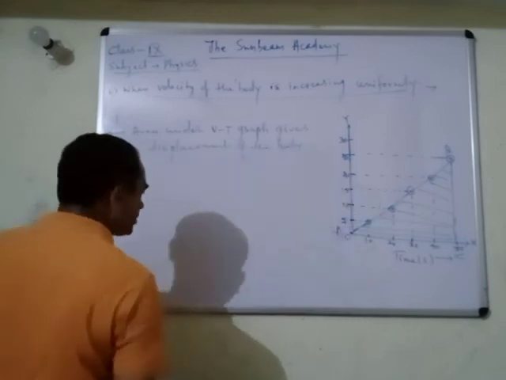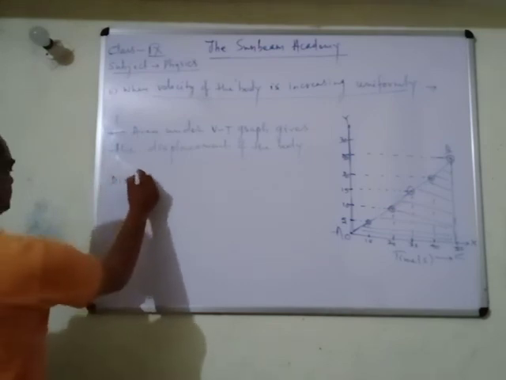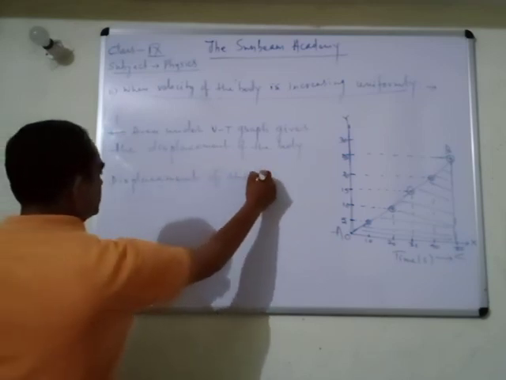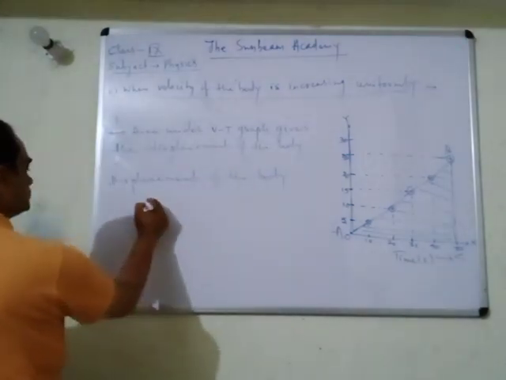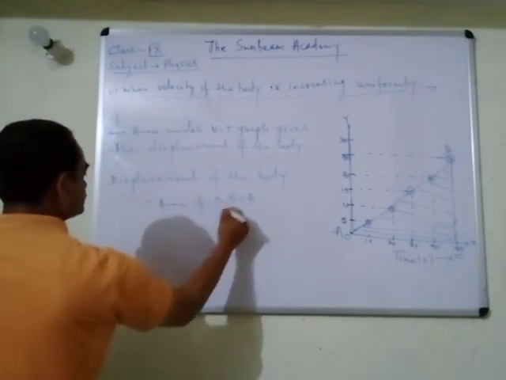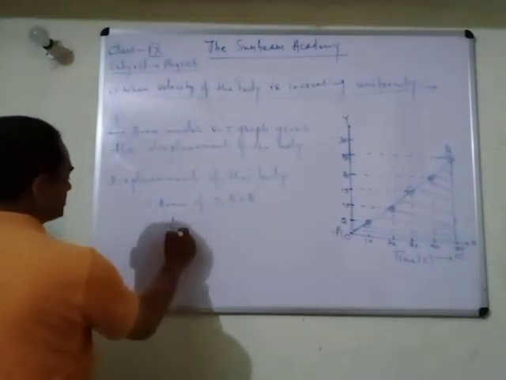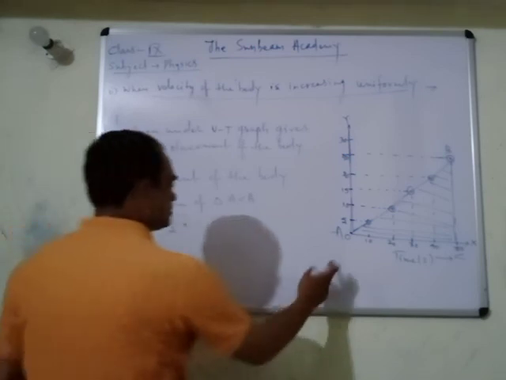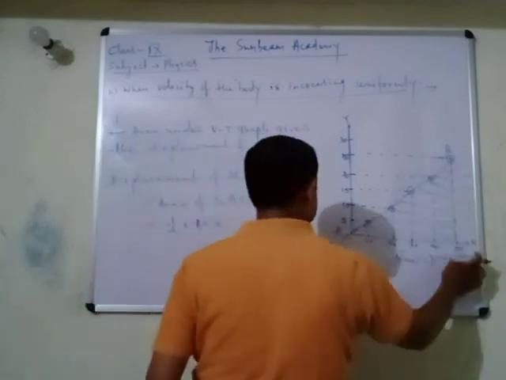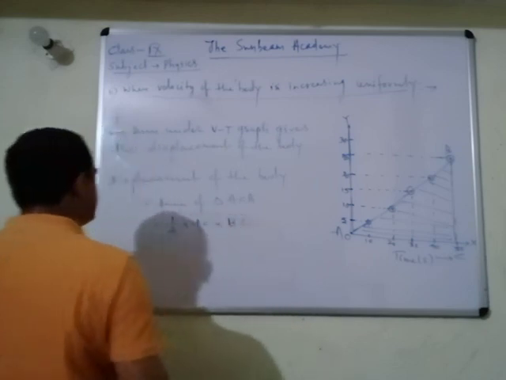Suppose in this case we are calculating the displacement of the body. How will we calculate the displacement? Displacement of the body is equal to area of triangle ACB. You all know how will we calculate the area of triangle? Formula is half into base into height. Base is your AC and height of this triangle is BC, that is the perpendicular. You have to calculate half into AC into BC.